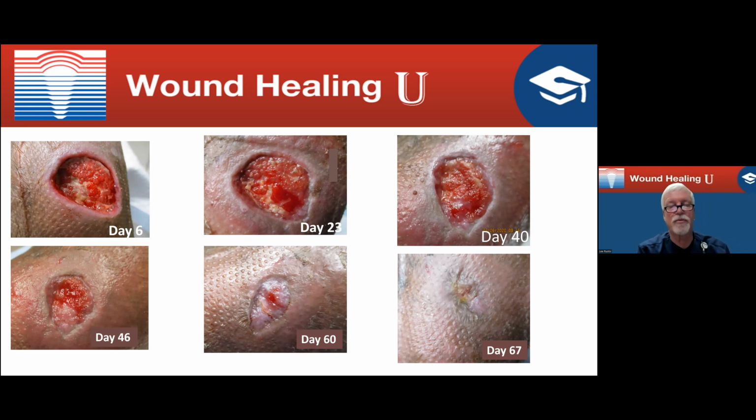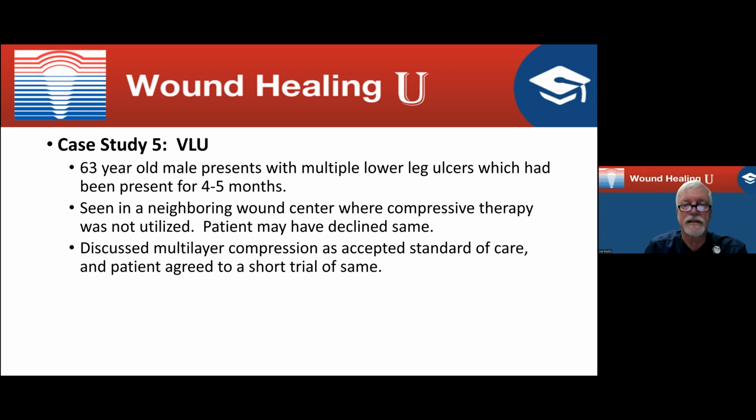And so as we progress through his treatment course, day 6, day 23, day 40, day 46. On day 46, you start to see this neoepithelialization creeping from the bottom aspect of the wound up. Day 60, much more epithelialization. And by day 67, so a little over 2 months from the start of therapy, he was closed. So, a reminder not only of appropriate wound care, but the importance of multi-layer compression whenever possible in the treatment of venous leg ulcers.